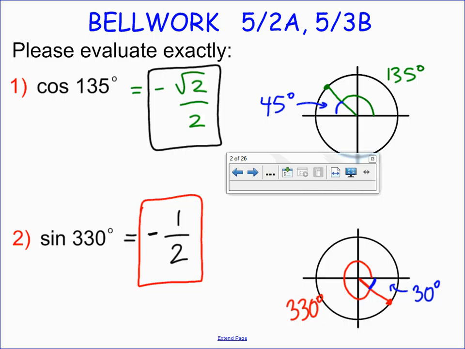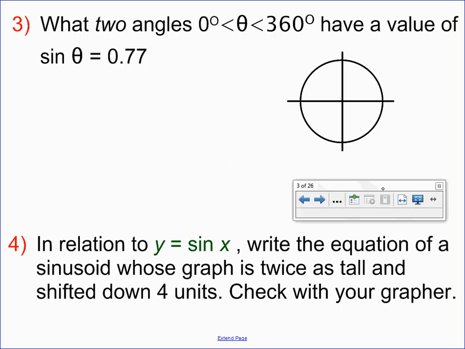Awesome. Okay, so let's keep going. So this is a great question. What two angles in between 0 and 360 degrees have a value of sine of theta that's 0.77? This is not one of our exact specials from our green sheet.